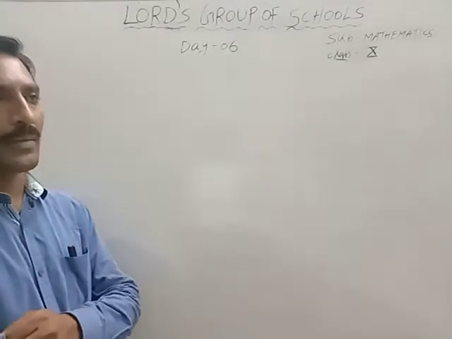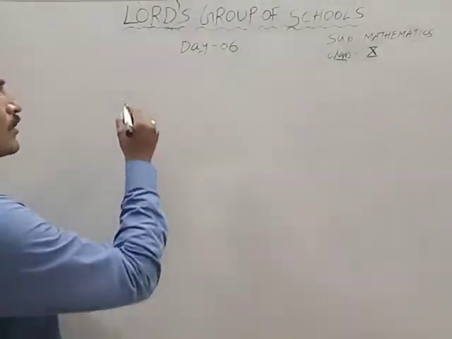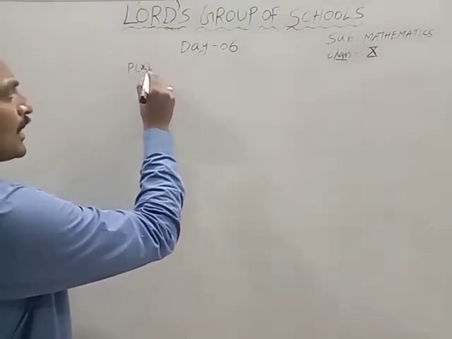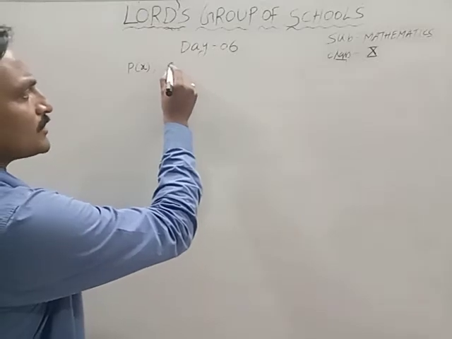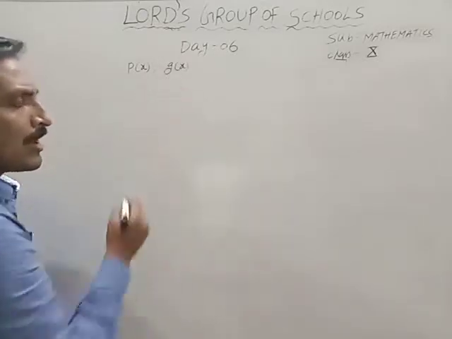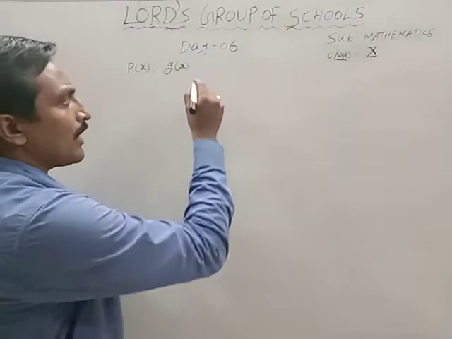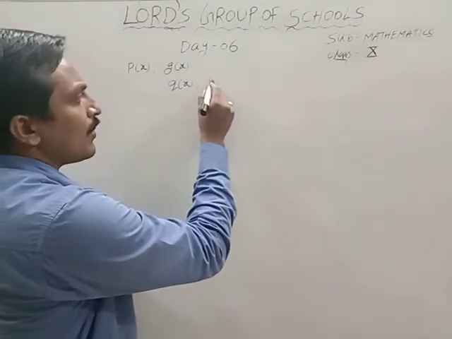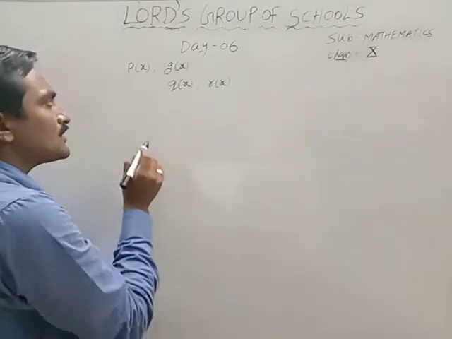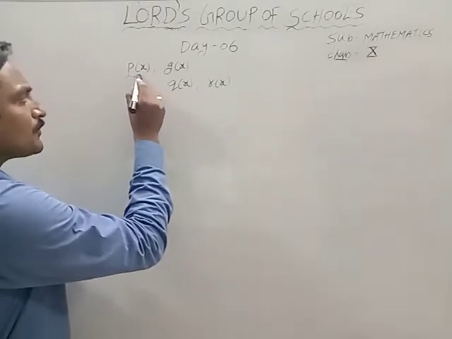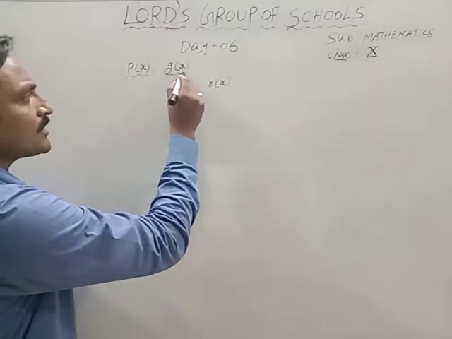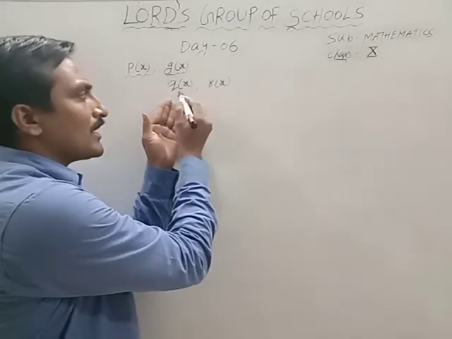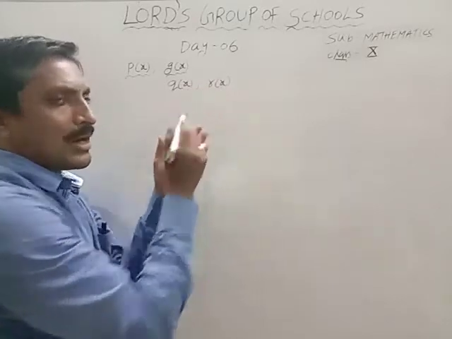Division algorithm for polynomials means if we take any two polynomials, p of x is one polynomial, and this polynomial is divided by g of x, you will get two more polynomials. One is q of x, the quotient, and one is r of x.